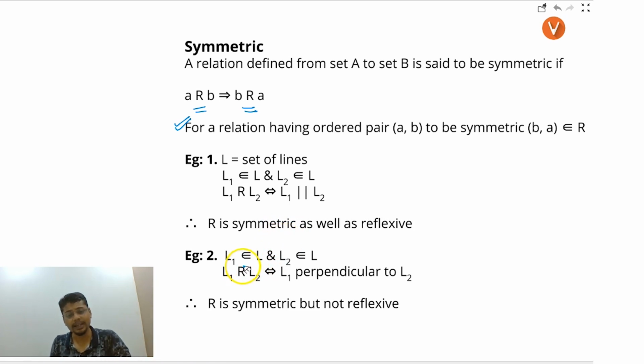All right. Now let's again consider a set of lines where two lines L1 is related to L2 if and only if L1 is perpendicular to L2. Now see here, this relation is symmetric but not reflexive. Why? Because L1 is not perpendicular to itself, right? However, if L1 is perpendicular to L2, L2 is also perpendicular to L1, right? So this relation is symmetric but not reflexive. All right. So let's move ahead.